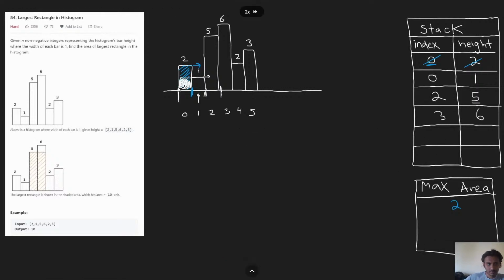And the index we reached the 6 was at 3. That means this 5 can continue to be extended. That's why we don't have to pop the 5. Now we get to index 4. This is where the interesting stuff happens.